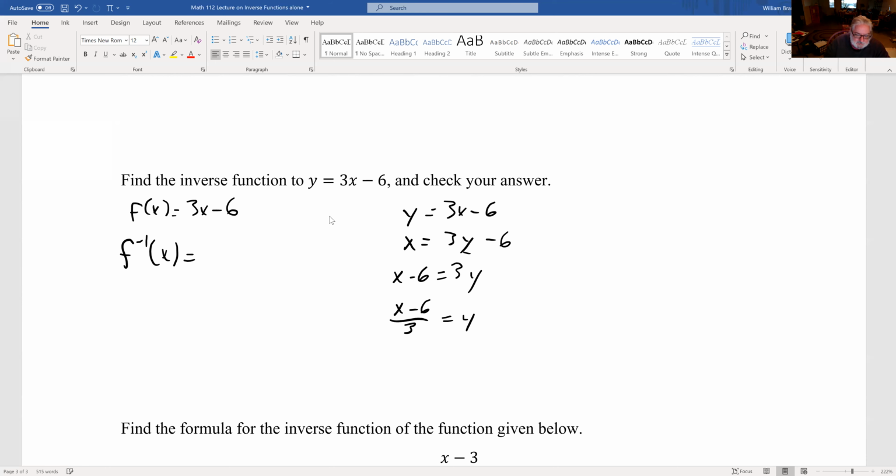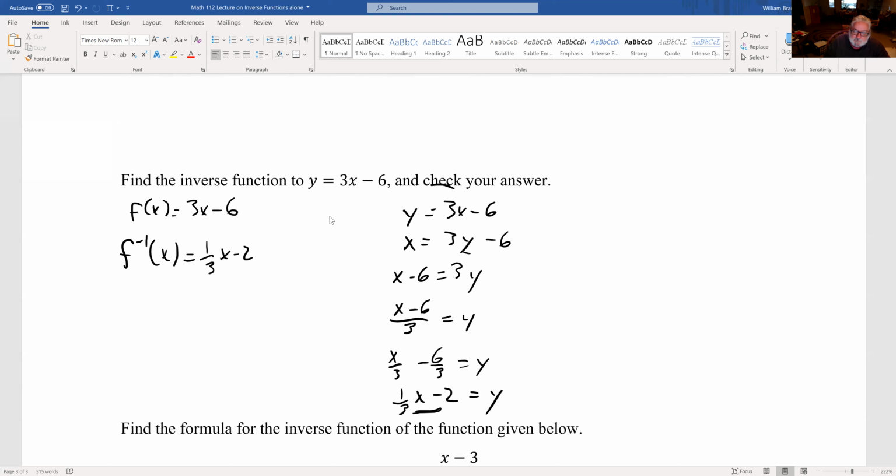We can do a little simplification. This becomes x minus 3 over minus 6 over 3 equals y, or writing it slightly more tidily, 1/3 x minus 2 equals y. And so there's our formula for f inverse of x: 1/3 x minus 2. How do you check your answer?